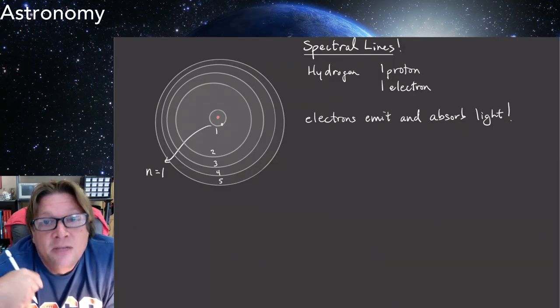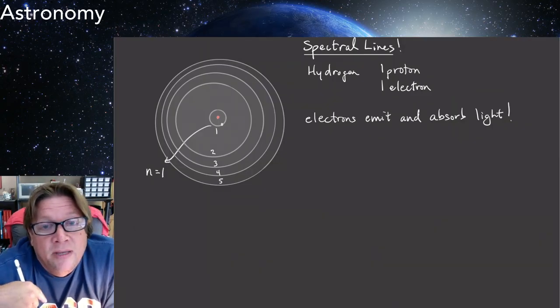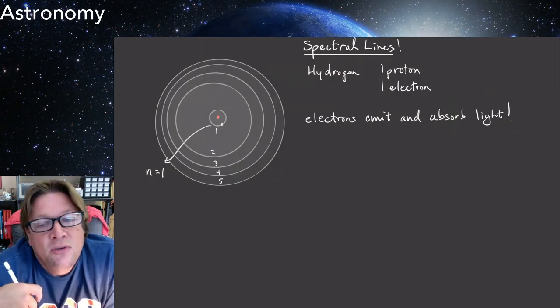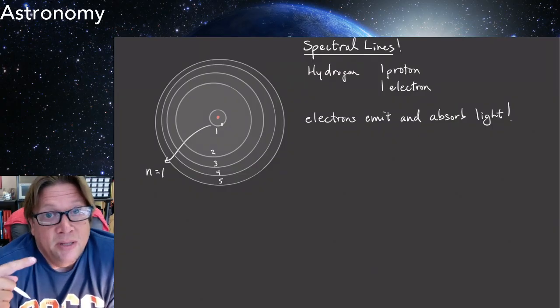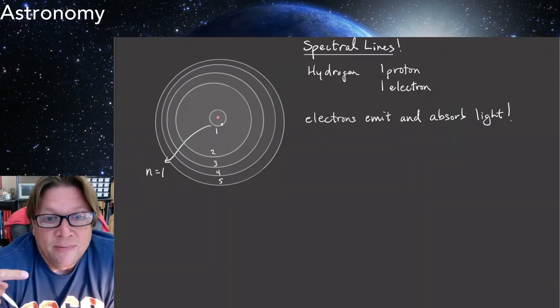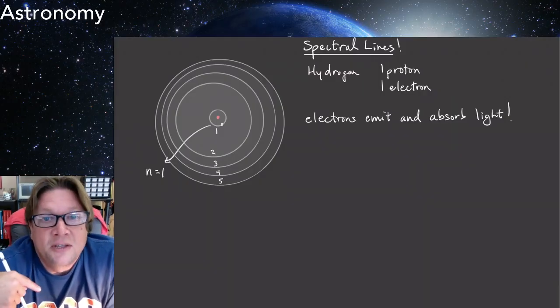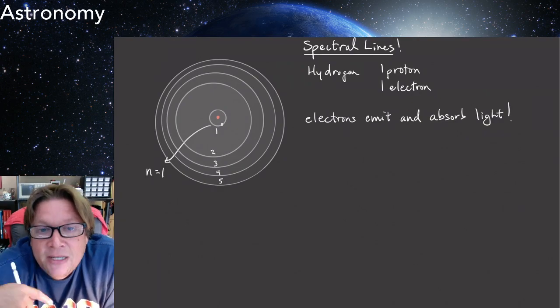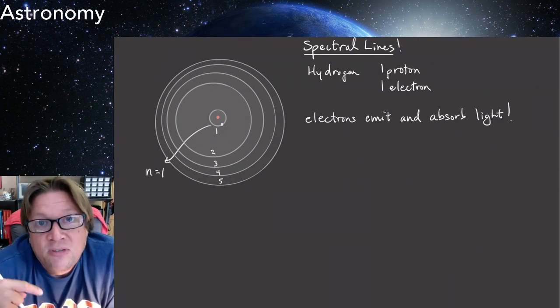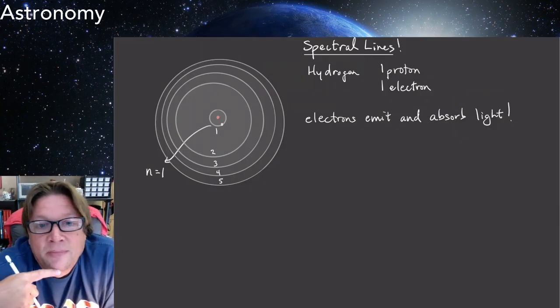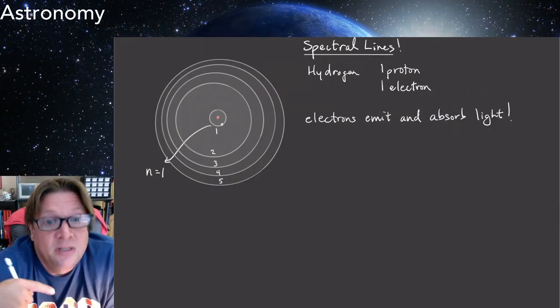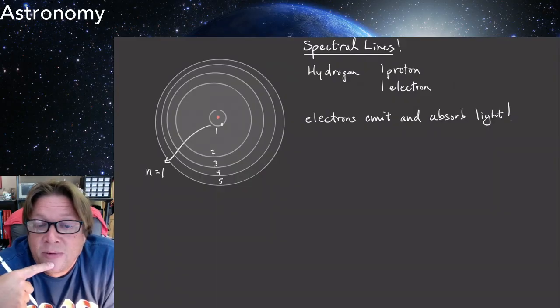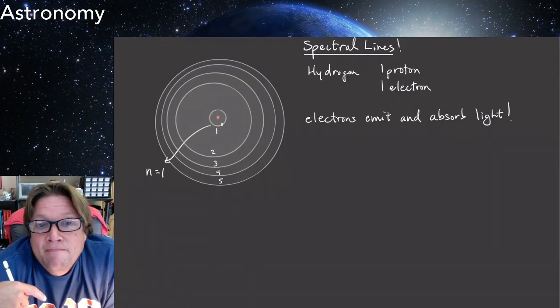So if an electron absorbs a certain amount of light, it can jump up to level 2, because jumping up a level means it needs to gain energy, right? When it falls down, it loses energy. That kind of makes sense. So if an electron absorbs light, it can jump up to the next level, or it could jump up from level 1 to level 3, or to 4, or to 5, or whatever. We won't worry about that right now.